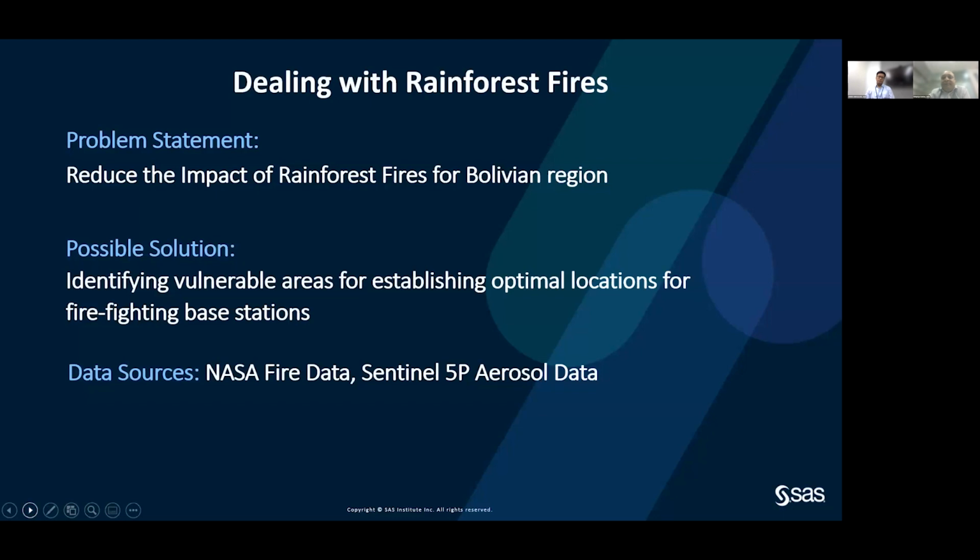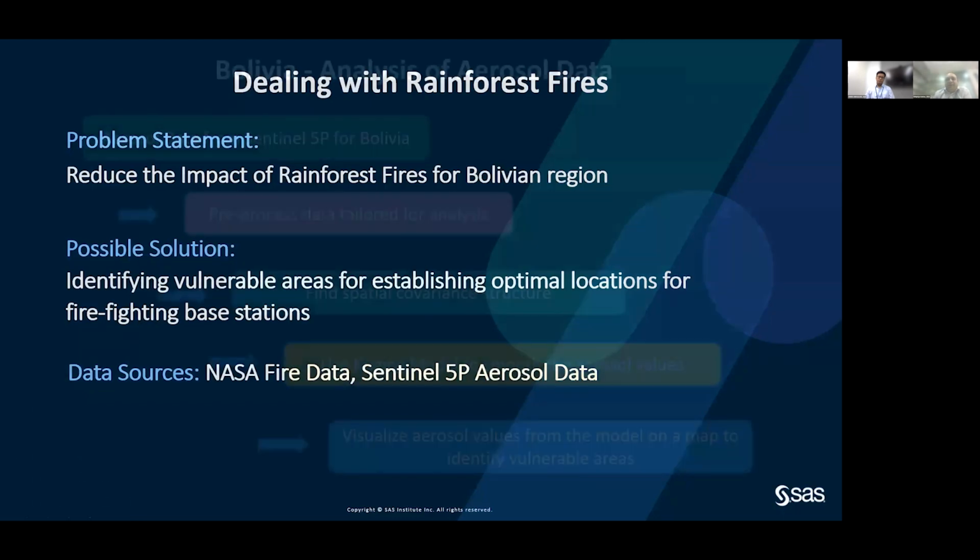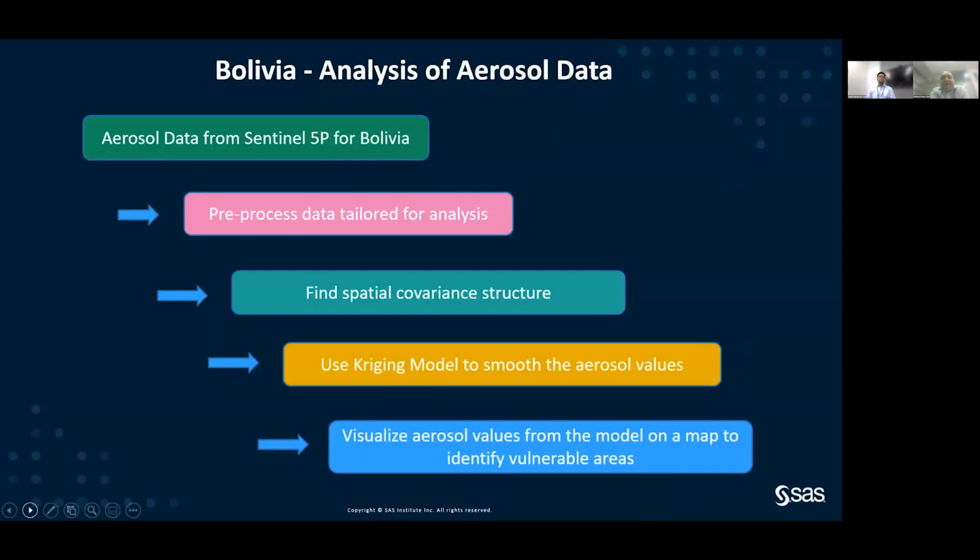So let's discuss a little bit more about how we conducted the analysis. So we did a couple of analyses. One was with the aerosol data, and the other one was with the fire data. So let's talk about the analysis related to aerosol data. So as discussed, this data came to us from the satellite Sentinel-5P. Now this satellite is armed with sensors that can measure the aerosol levels globally.